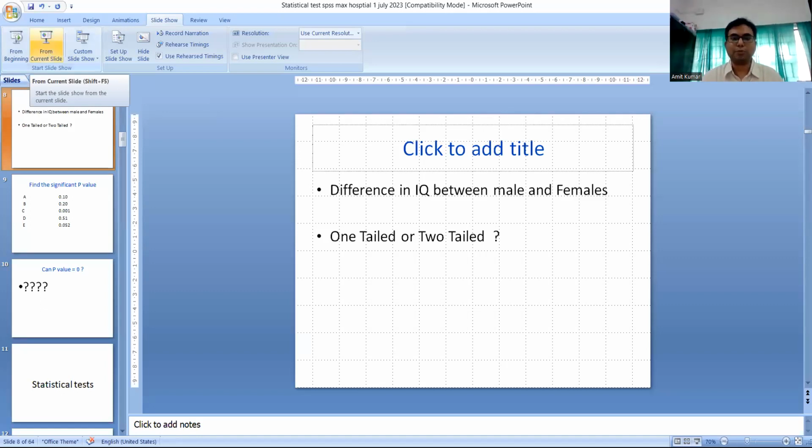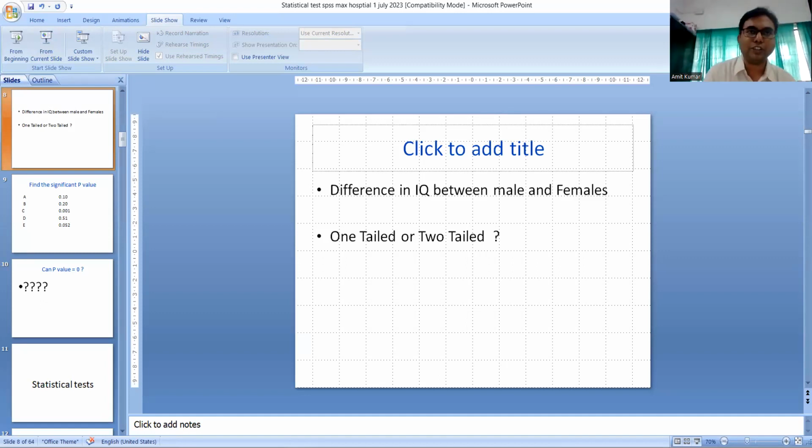Now this is the example. You have to tell me one-tailed or two-tailed. Two-tailed, because we don't know the direction, whether male IQ will be higher or female IQ will be higher. So any time this type of scenario falls, you have to make it very clear whether to use the one-tailed or two-tailed p-value, because statistical software will give you both. So you have to choose according to your hypothesis.